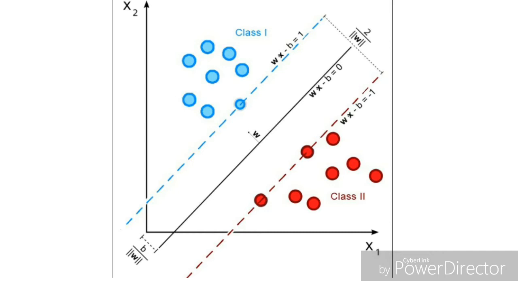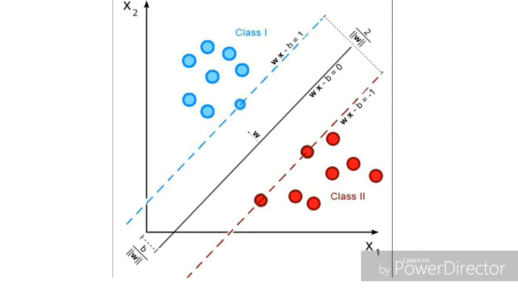The black middle line is called the hyperplane. The support vectors are named so because the hyperplane is decided on the basis of these support vectors. Or in other words, the hyperplane is supported by these data points, which are called support vectors. Or we can say if one of the support vector data points is removed from the data, then the hyperplane will change.